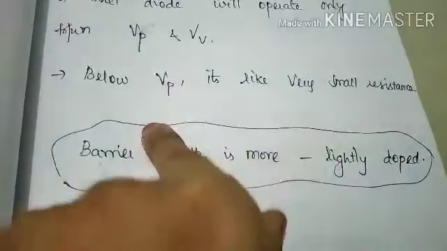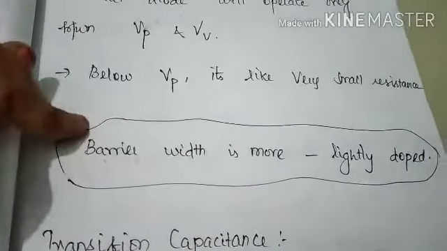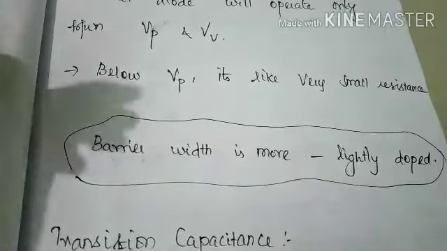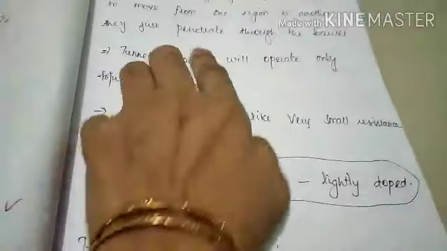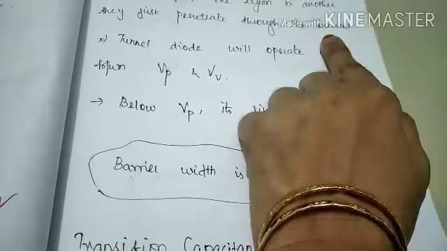Here, the barrier is very, very small. Why? Because it is a heavily doped diode. So the charge carriers are able to penetrate through the barrier easily, because it is a heavily doped diode.